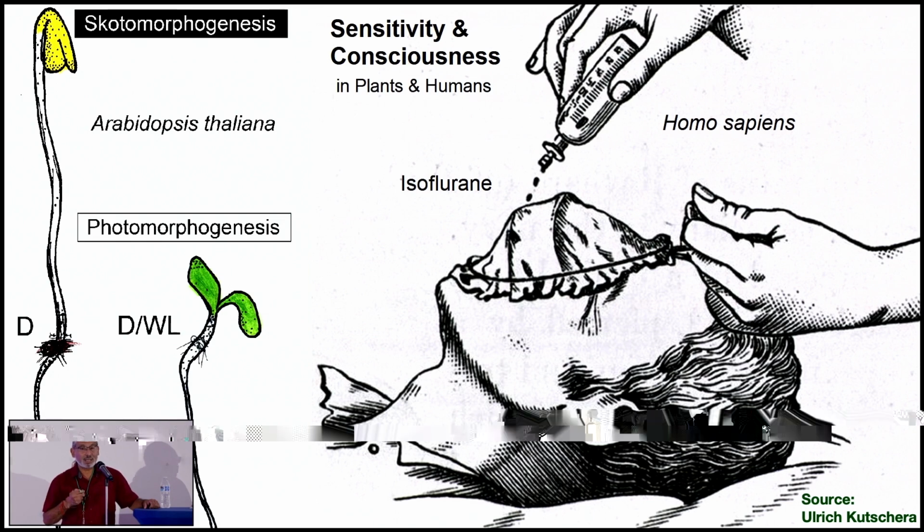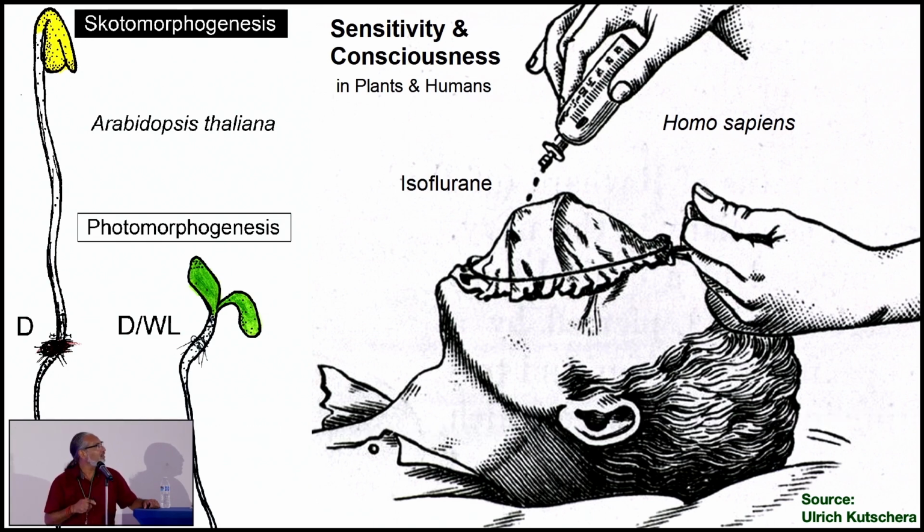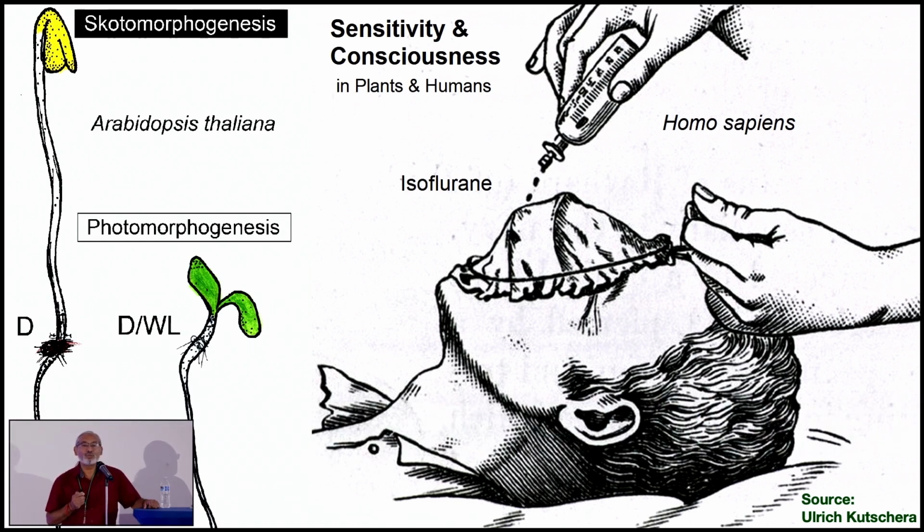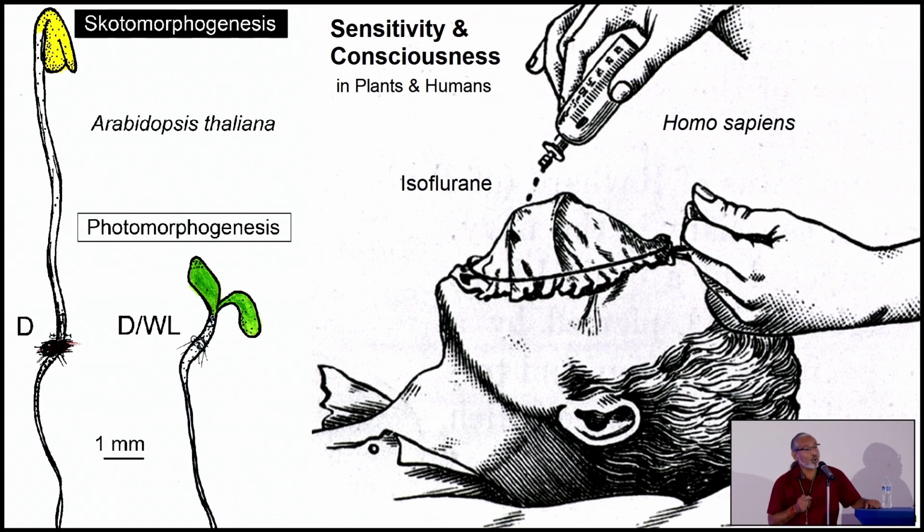So this is an anesthetic being applied to a human. We can breathe, talk, walk. Plants don't breathe, talk, or walk. But what do they do? They respond to the environment. And they grow differently when they're subjected to complete darkness or when they're introduced to light.